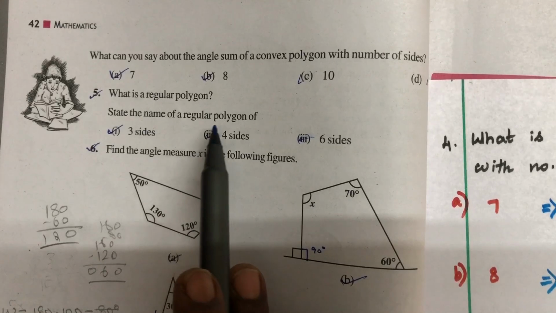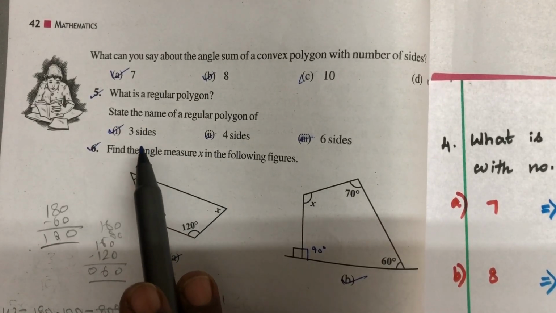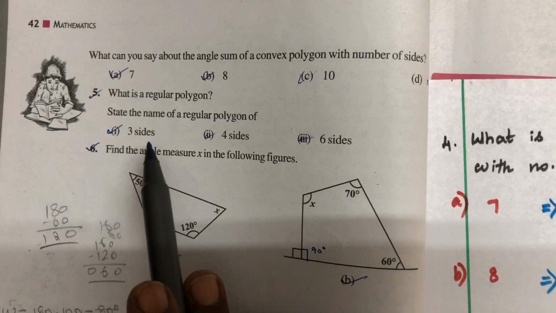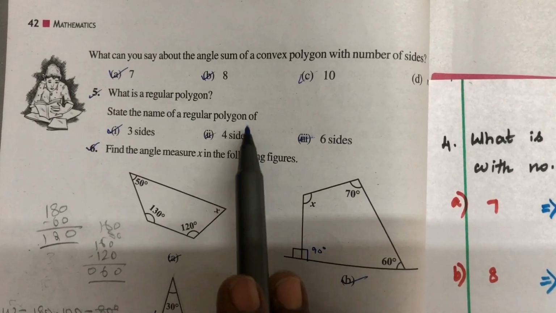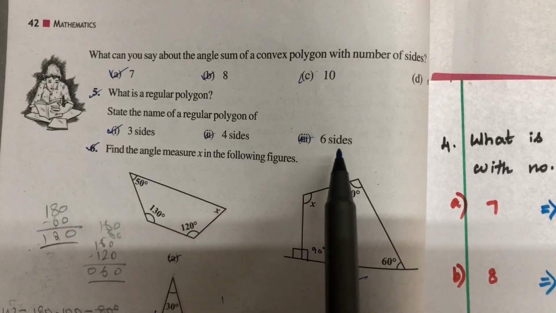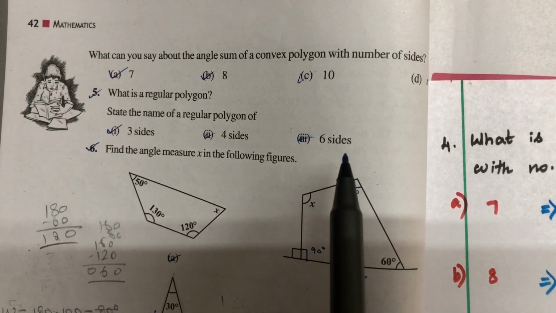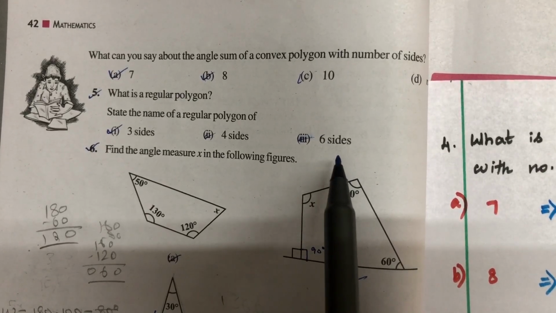State the name of the regular polygon of 3 sides. 3 equal sides and 3 equal angles means it must be an equilateral triangle. 4 sides, 4 equal sides and 4 equal angles means it must be a square. 6 sides and 6 equal angles means it must be a regular hexagon.